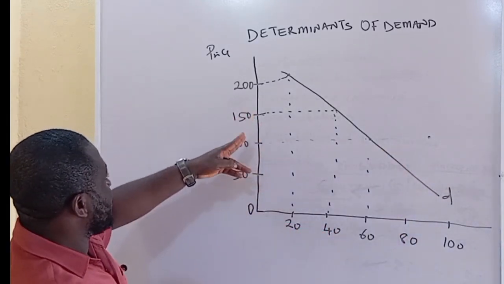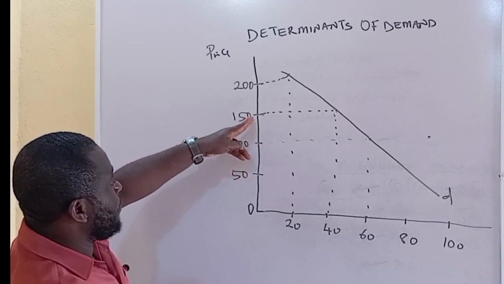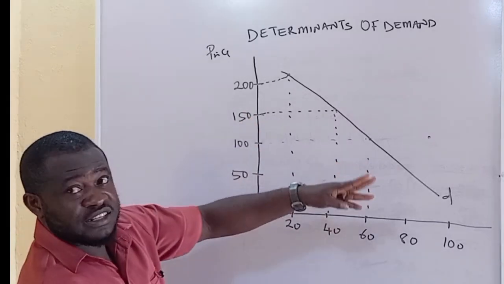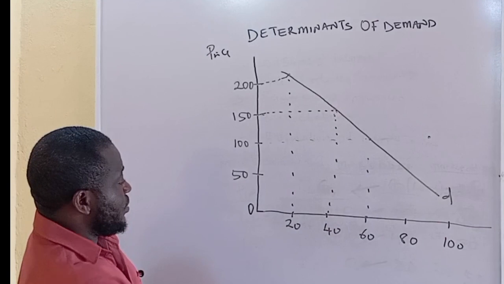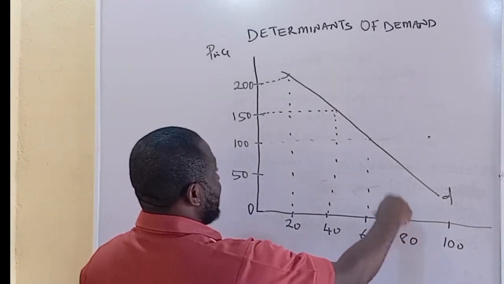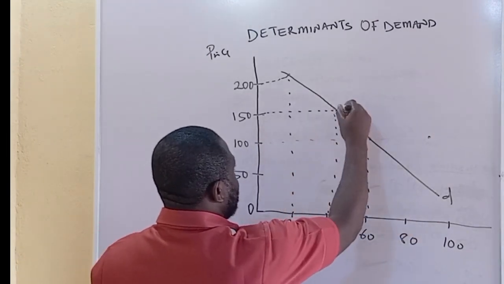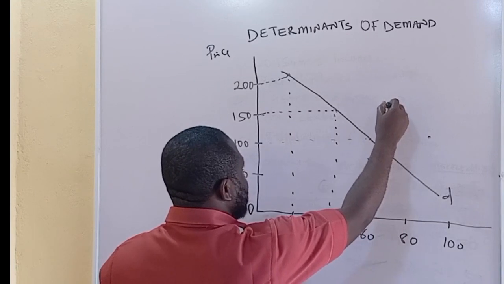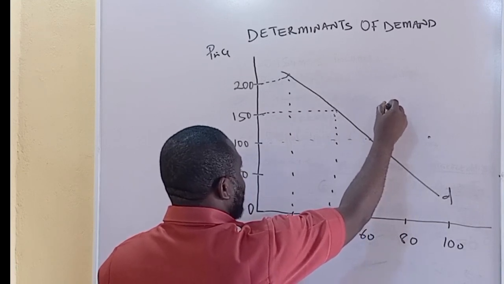And when the price increased further from 100 to 150 naira per litre, Mr. A reduced his demand from 90 litres of petrol to 70 litres. So when the price was 150, Mr. A was willing and able to purchase 70 litres, which is going to fall here.